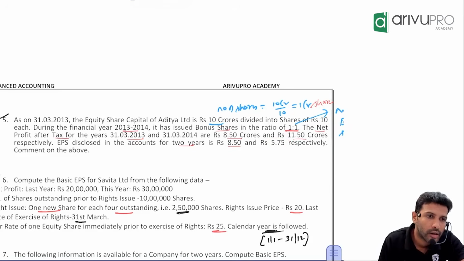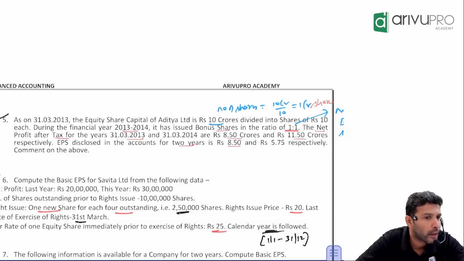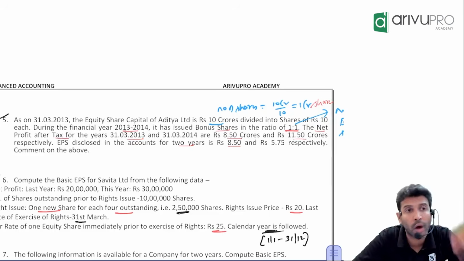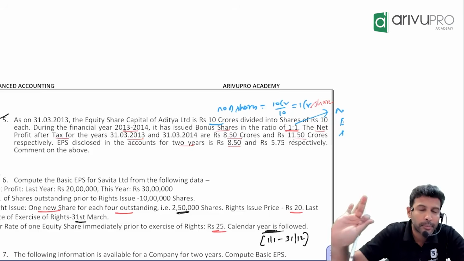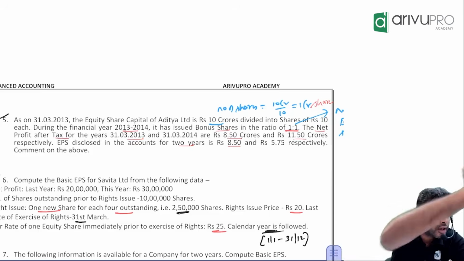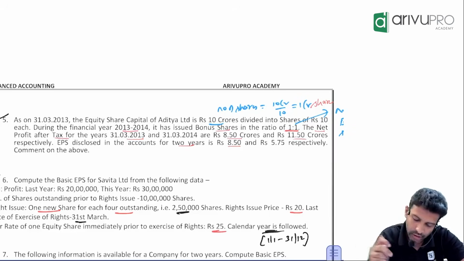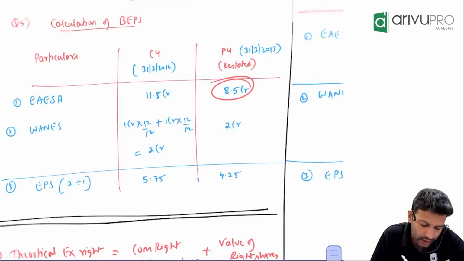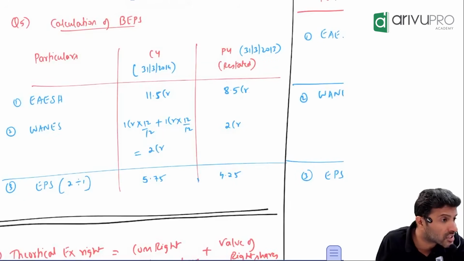Yes, sir. Now there are 2 pointers for bonus shares that you need to remember. One, weights: whatever weights on original shares, same weights on bonus shares. Second, restate last year's EPS. By what thought process? Simply think bonus shares were issued in the last year and recalculate. Okay, last year how much is ESH? 8.5 crore. Last year how many original shares you had?